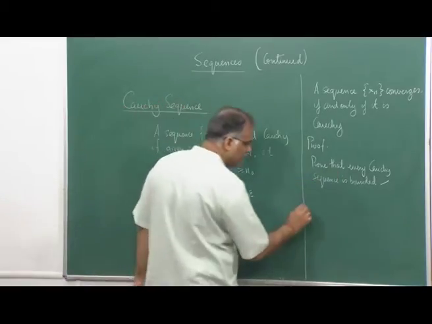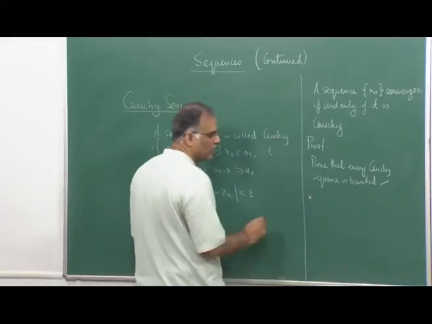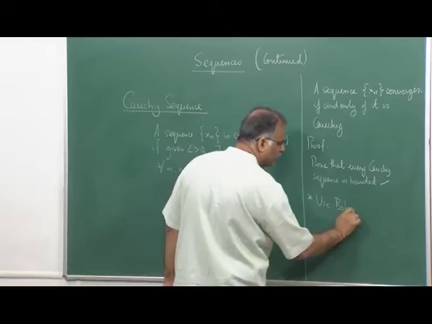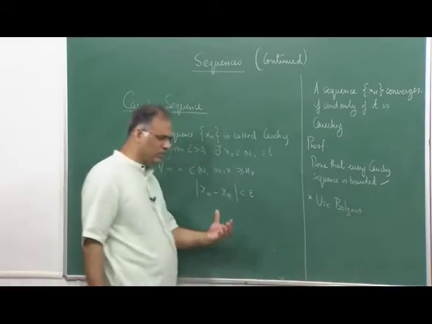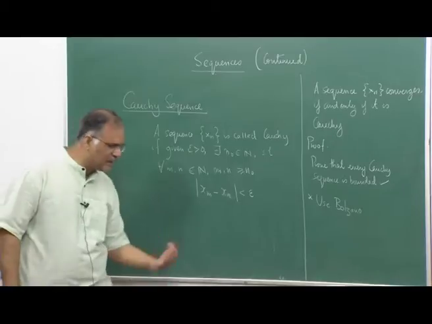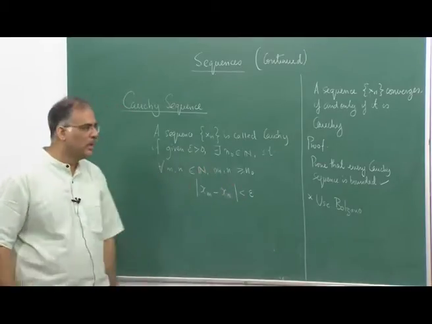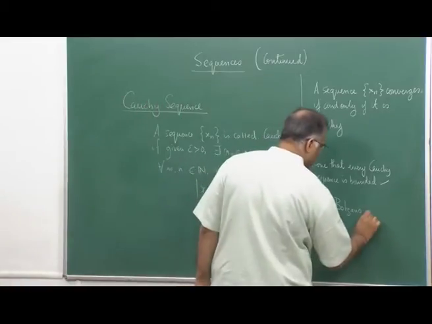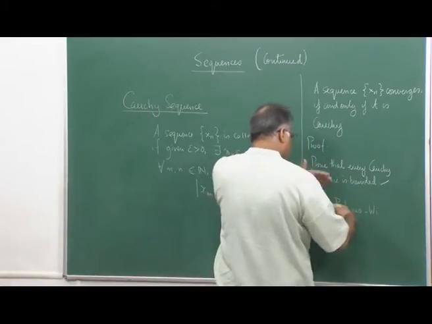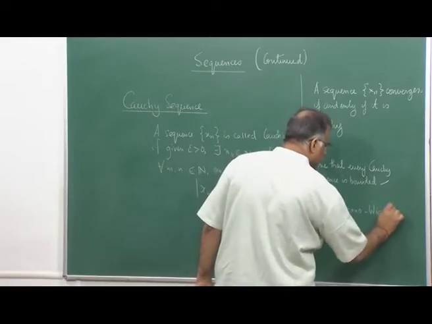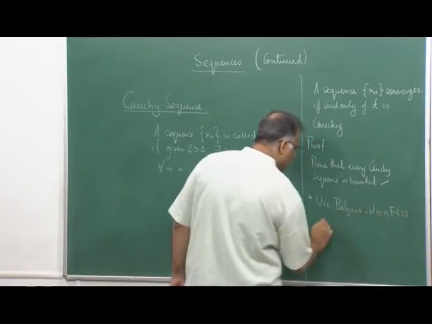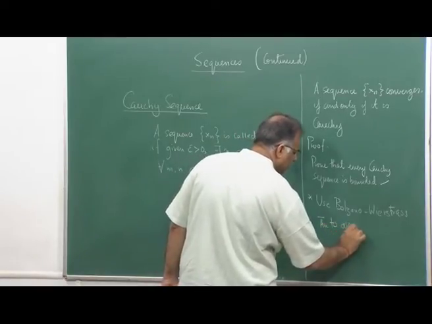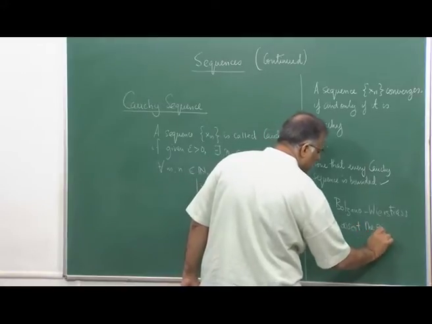Once you do that, the second step is to use the Bolzano-Weierstrass theorem to say that there exists a subsequence of that Cauchy sequence which converges. Once you figure this out, then it is all right. Use the Bolzano-Weierstrass theorem to assert the existence of a convergent subsequence. That is it.